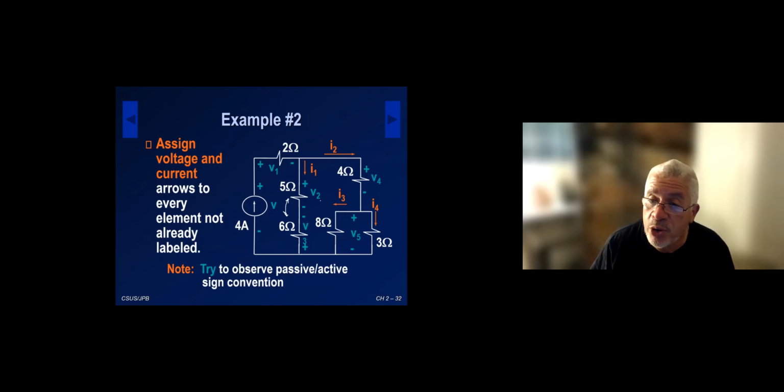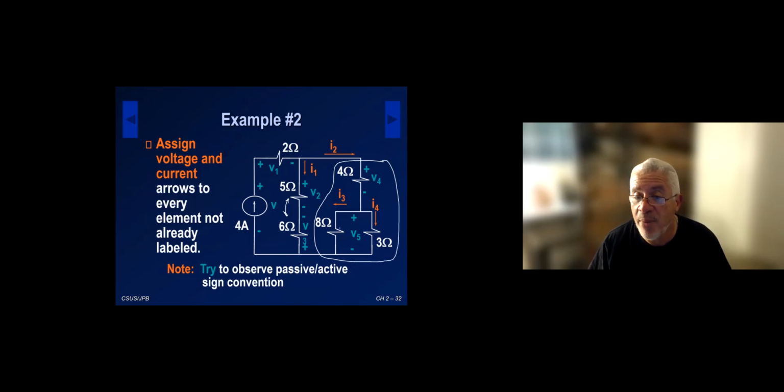The other thing I'm going to do is combine that entire leg on the right here. I'm going to combine the 8 and the 3 in parallel, and then add the result in series to the 4 ohms. When I do this, the only thing that will remain is I2. I'm going to lose V4, I3, I4, and V5.